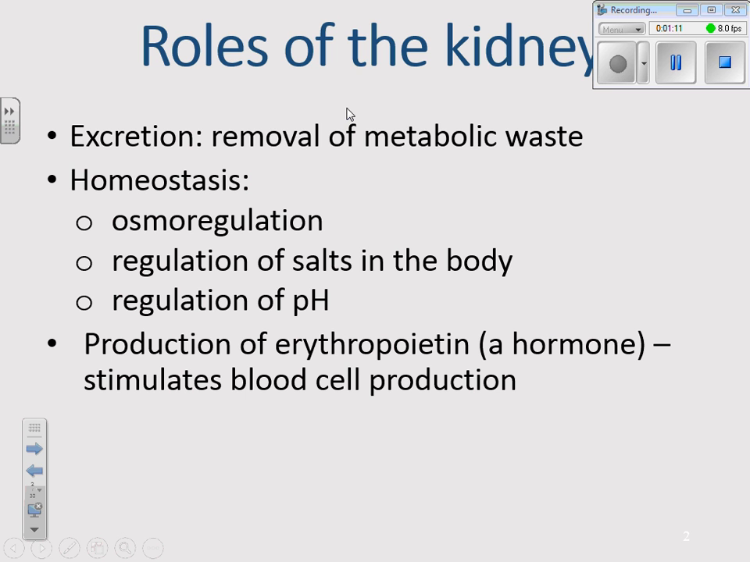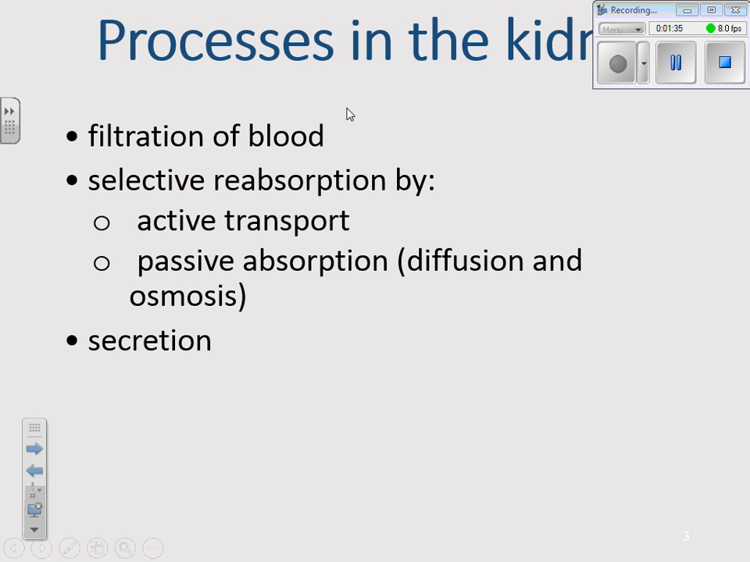Control of water. But we've then got regulation of salts and regulation of pH as other things that are going on through the microscopic structure of the kidney. You've got different parts that are responsible for these things. And then production of this hormone, EPO, we usually call it, erythropoietin, which stimulates blood cell production. So that's an overview.